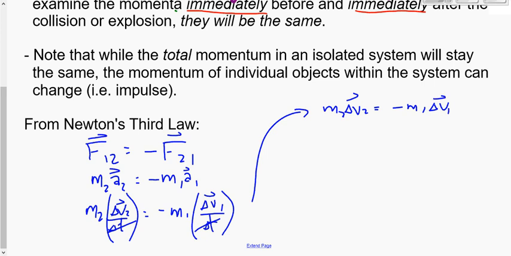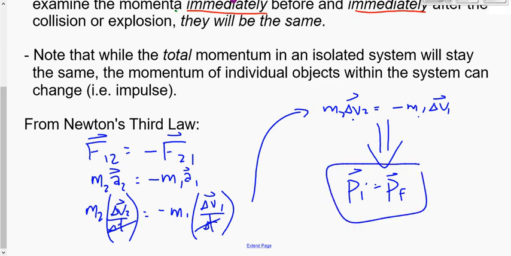Look, the impulse of object 2 is equal and opposite to the impulse of object 1. Now let's think about that. If object 1's impulse is 10, object 2's impulse is negative 10. In other words, the total amount of momentum will remain the same. Pi will be equal to Pf. The initial momentum of the system will be equal to the final momentum of the system. Object 1 gains 10, object 2 loses 10, the total amount of momentum remained the same. This is the law of conservation of momentum.